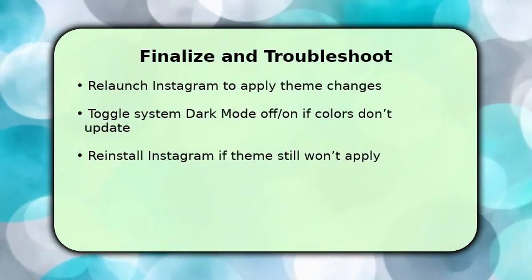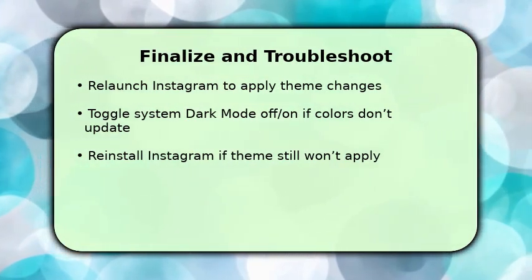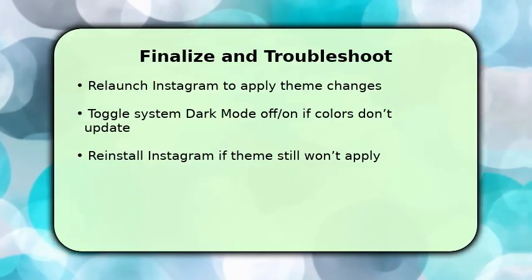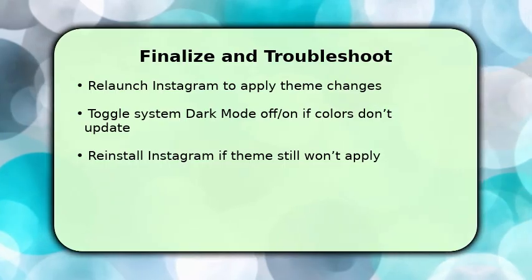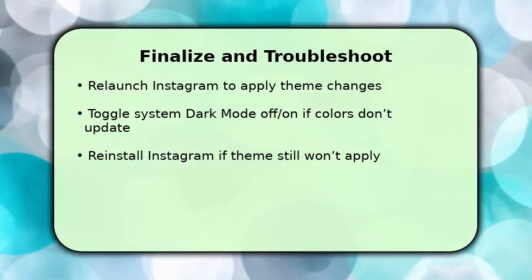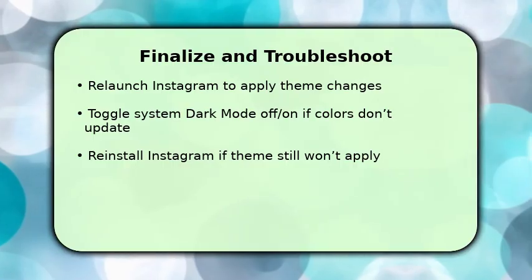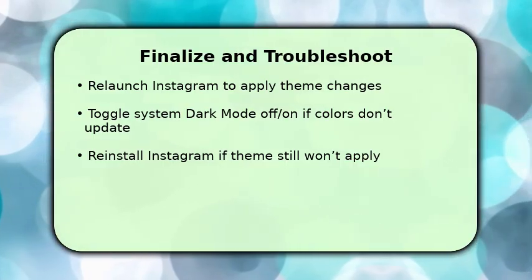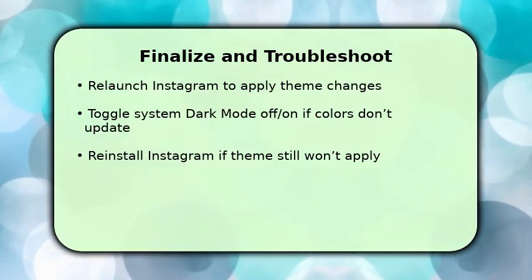You should now see Instagram in dark colors. If not, toggle iPhone dark mode off and on in Settings, Display and Brightness to force the change. If that still fails, uninstall and reinstall Instagram to clear cached settings, then repeat the steps. If problems persist, check iOS updates and restart your iPhone XR. A restart often resolves lingering appearance.